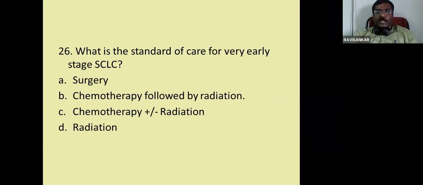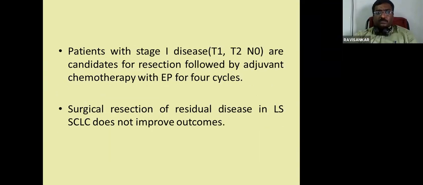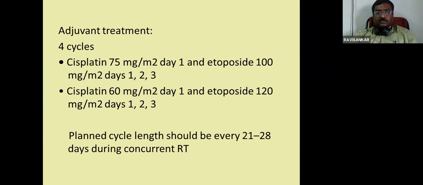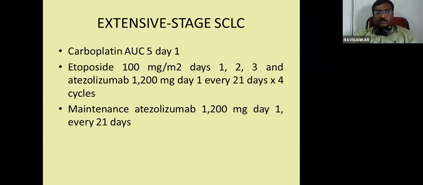So the standard of care for very early stage small cell lung cancer is surgery followed by chemotherapy. Extensive stage small cell lung cancer needs etoposide, cisplatin. Now they have added a new regimen, atezolizumab, which has now become the standard of treatment.